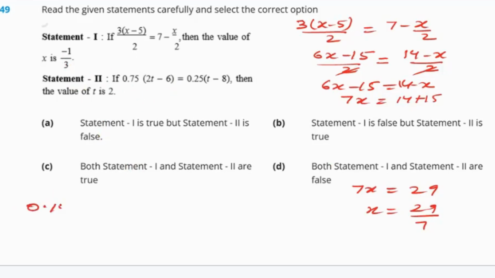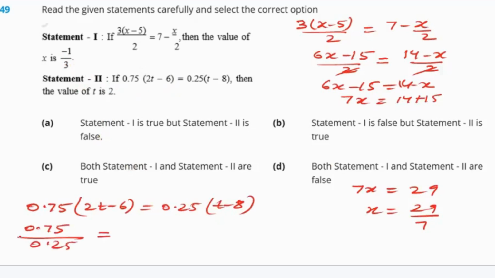0.75 times (2t minus 6) is equal to 0.25 times (t minus 8). So this we can write as 0.75 by 0.25 is equal to (t minus 8) by (2t minus 6). If we are not going to write them in this form, we can simply solve it. Okay, so here we are getting what? 2t minus 6, we can leave it in this form only, and there it is t minus 8.